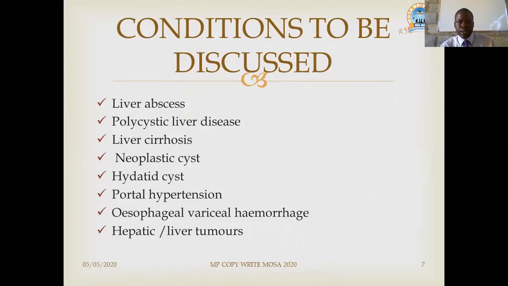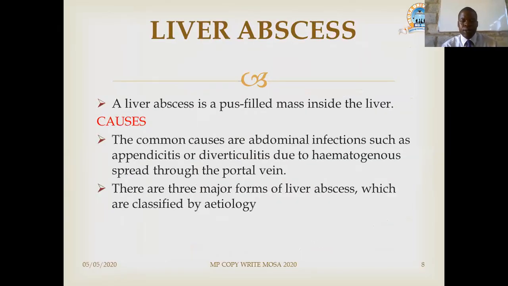Conditions to be discussed under this unit are liver abscess, polycystic liver disease, liver cirrhosis, neoplastic cyst, hydatid cyst, portal hypertension, esophageal variceal hemorrhage, hepatic stroke, and liver tumors. These conditions will be discussed so that we are equipped with knowledge and able to manage these patients with various conditions.